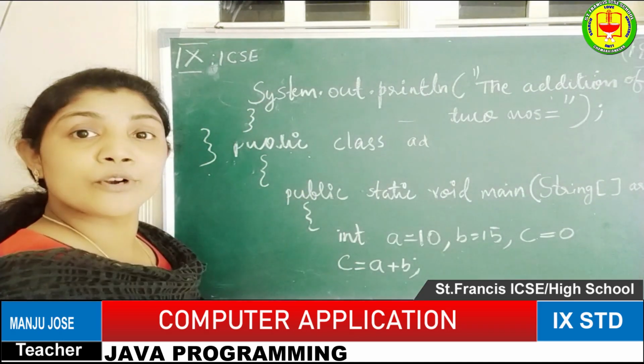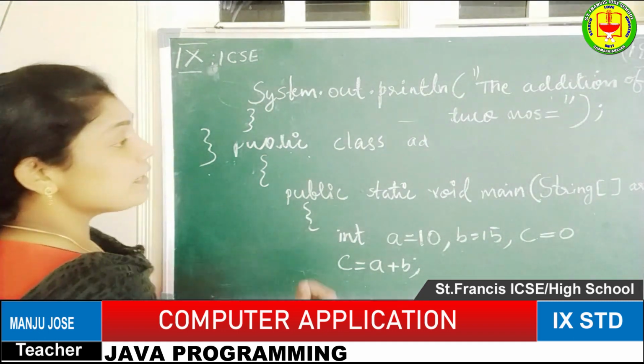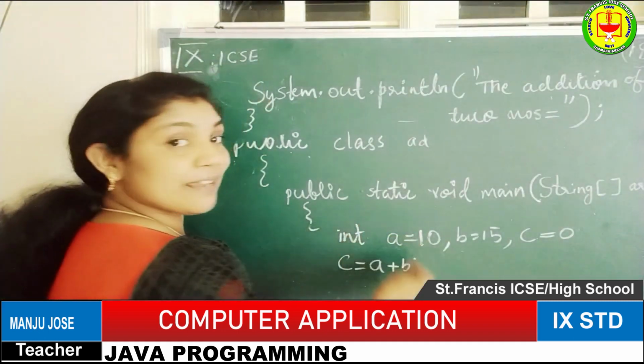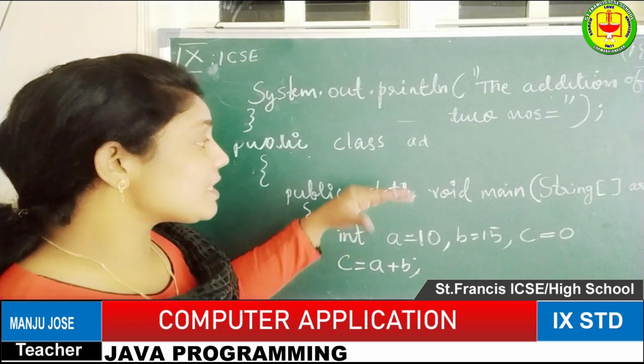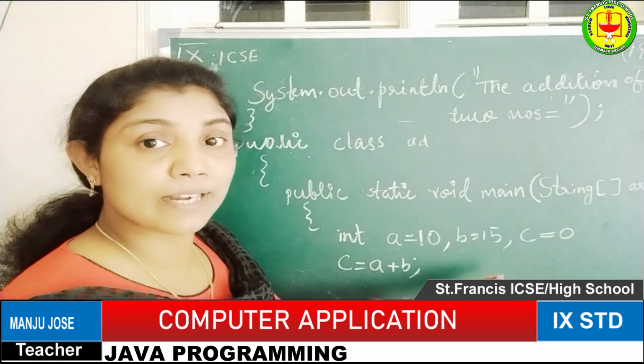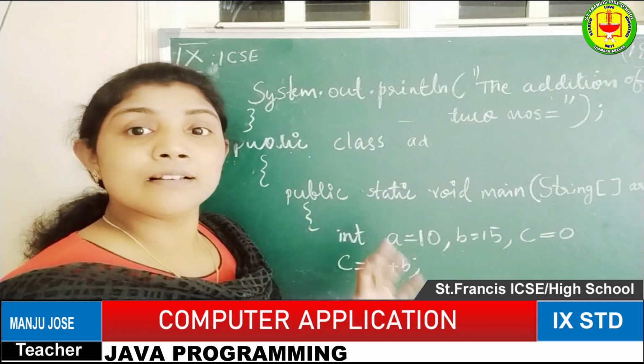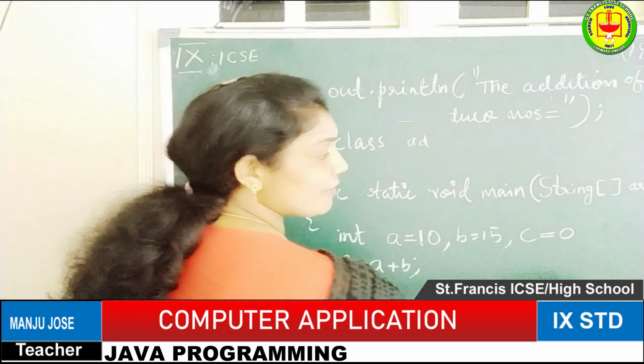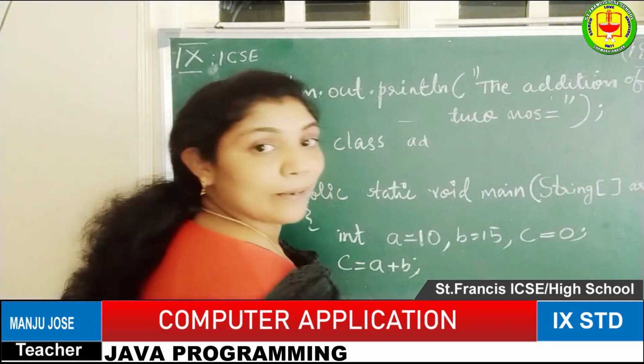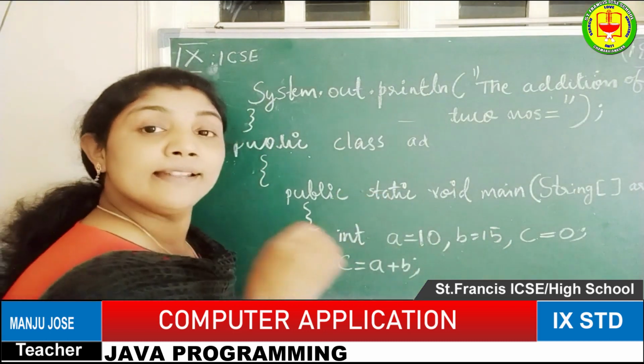Otherwise the program controller will show the error. Then one more important thing: each and every statement we give inside the main function should end with a semicolon. Here I made one mistake. So put a semicolon on each and every statement, including declarations also.